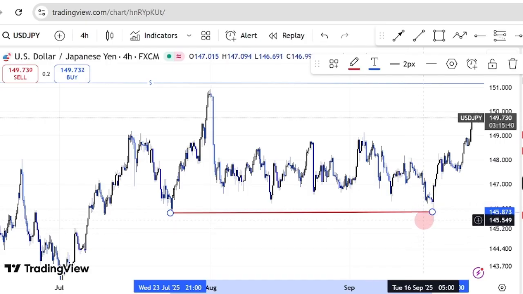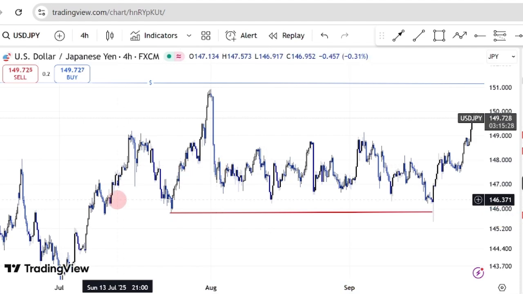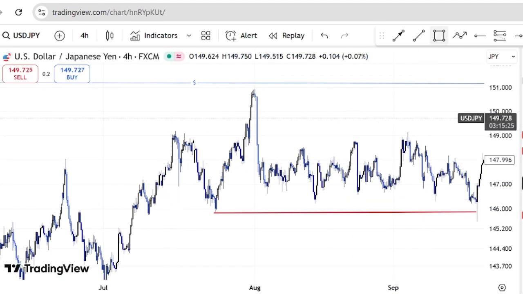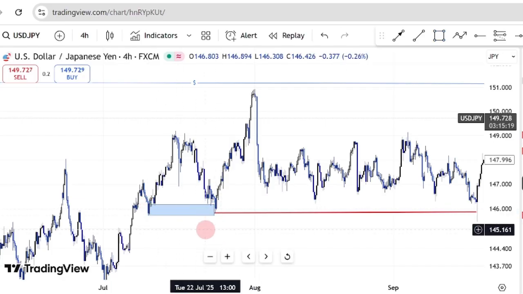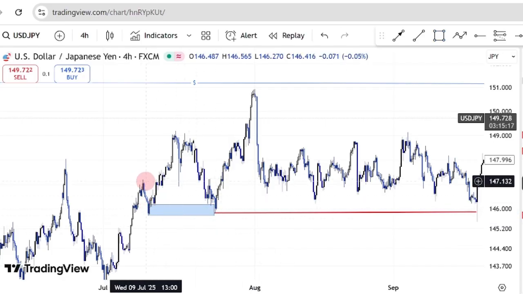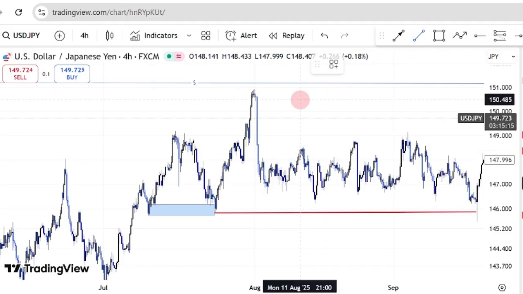But what can you see? Market took out the liquidity below this low, and price is continuing to the upside, meaning we have no reason for sells. All we have to look for is buying opportunity. So coming to the 4 hours, what can we see? We had this order block on the 4 hours, and this order block caused a break of structure at this point.